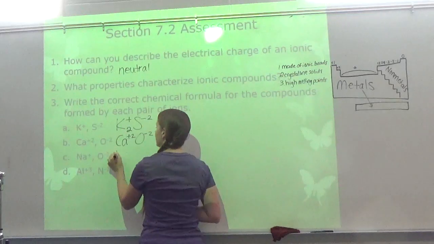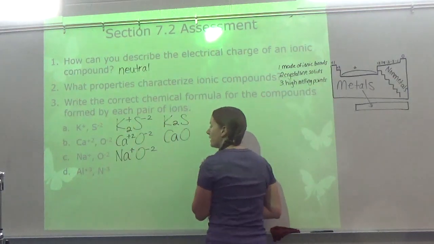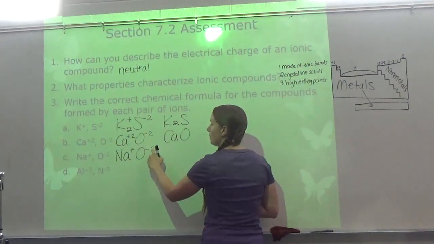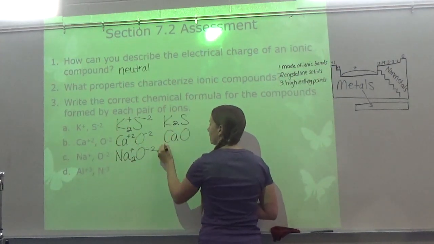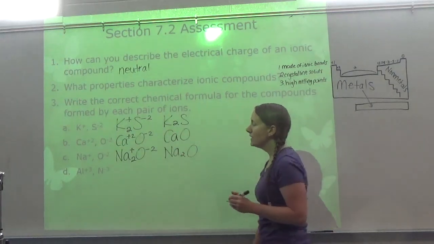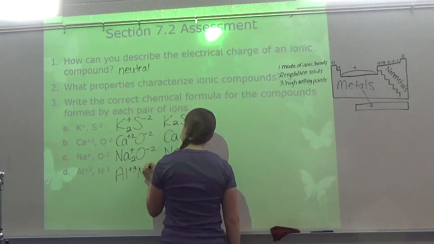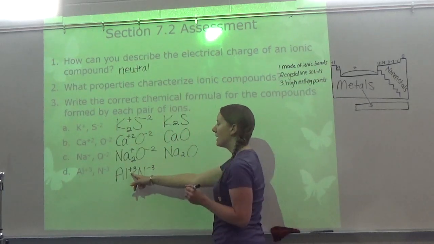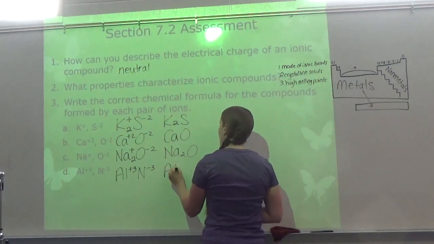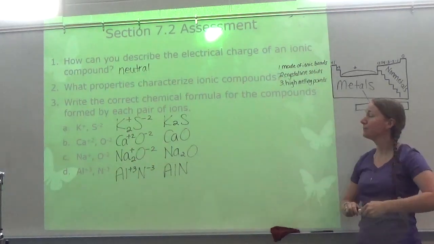All right, next one is Na, sodium with a positive 1, oxygen with a negative 2, oxide ion. So we need to cross our 2 down, so it becomes Na2O. And then last one, we have Al with a positive 3 and N with a negative 3. Positive 3 and negative 3 already cancel, so it's just AlN, just like that.